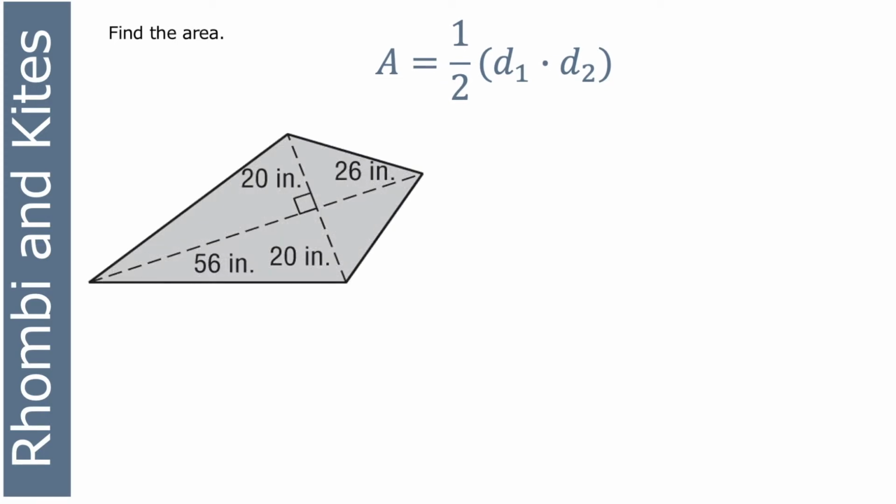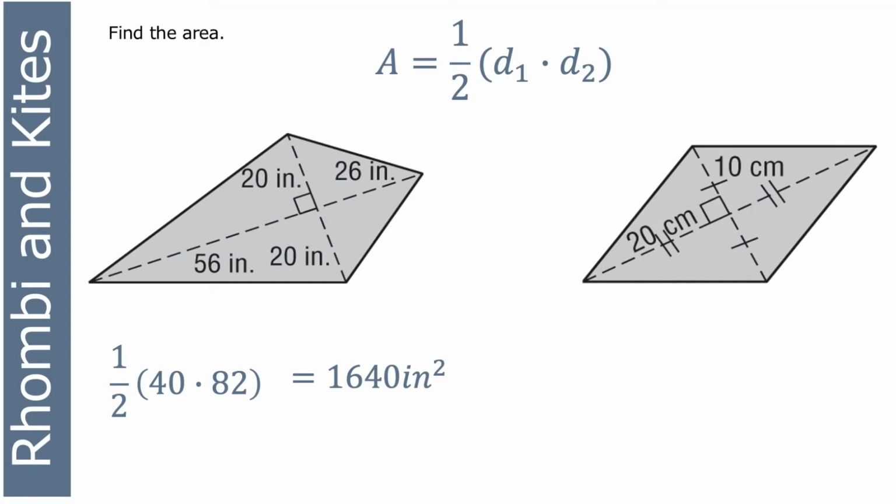So let's find the area of this kite. So I'm just going to take 1/2 the length of each of the diagonals. So 20 plus 20 is 40. 56 plus 26 is 82. Multiply those together. I get 1,640 inches squared.